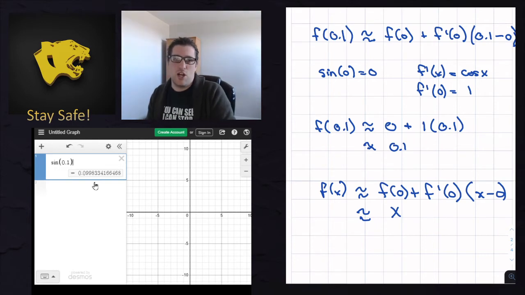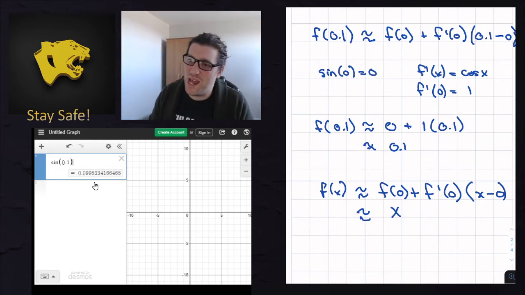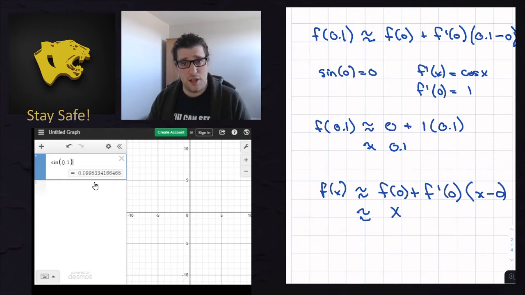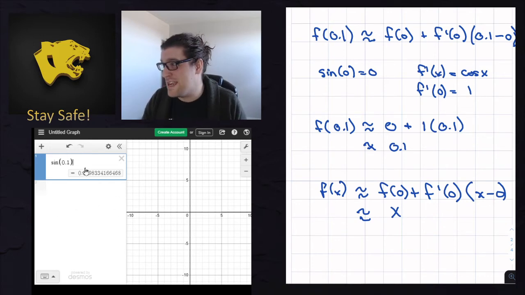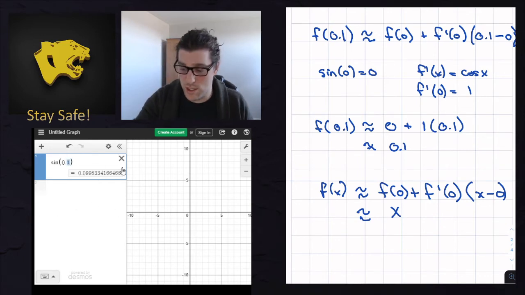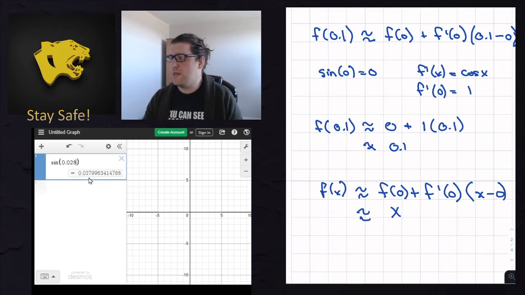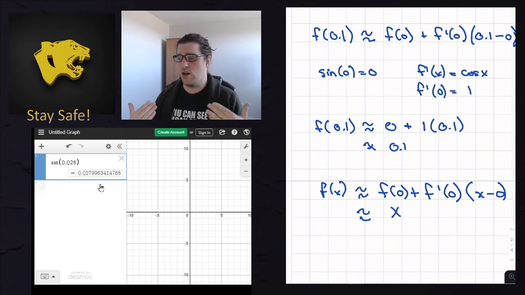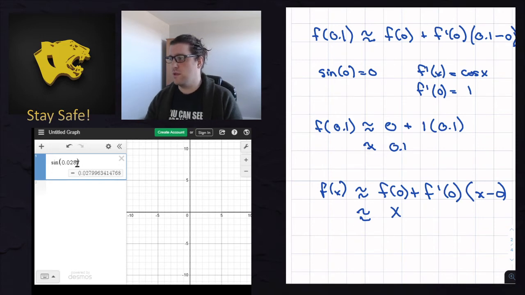So the very quick, snappy estimation for sine x when it's a small value is just the x value. So if you're asking, what is the sine of 0.028? You would say, oh, it's 0.028, and you would be extremely close, because it's 0.027996. As long as your values are small, this is going to be really accurate.